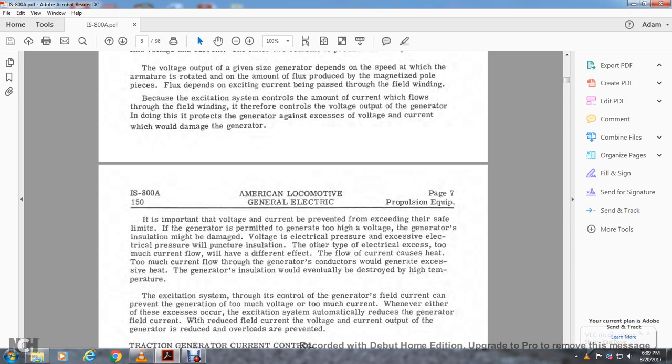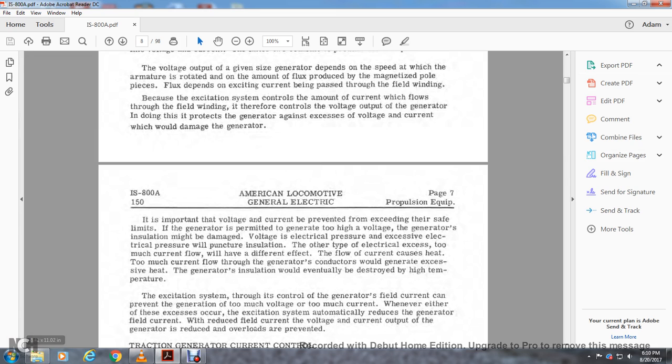It is important that the voltage and current be prevented from exceeding the safety limits permitted for the generator. With too high a voltage, the generator insulation might be damaged, since excessive electrical pressure will puncture the insulation. Another type of excessive electrical stress, too much current flow, has a different effect. The flow of current causes heat. Too much current flowing through the generator conductors creates excessive heat, and the generator insulation would eventually be destroyed by the high temperature. The excitation system, through control of the generator field current, can prevent the generator from producing too much voltage or too much current.